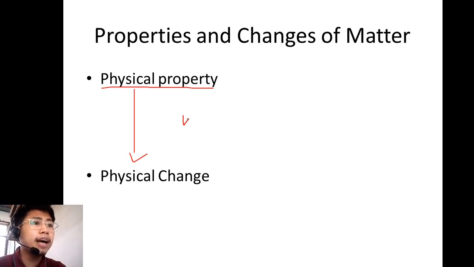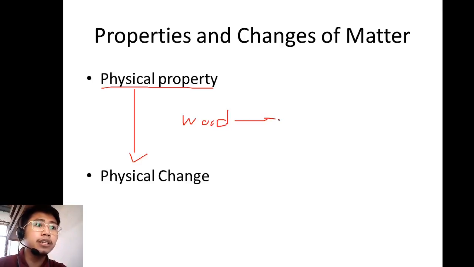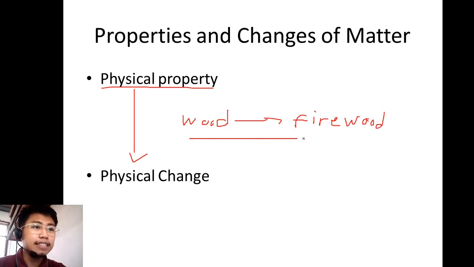So for example, we have a tree or wood. When you chop wood to make firewood, the product firewood will still have the characteristic of wood, right? That is what we mean when we say physical change. There are many things in our surroundings that are undergoing physical change. Another one is cutting of paper. You just cut the paper and it's still paper, right? Maybe it becomes small pieces, but it's still the same. It's still paper. Now let's go to the next part.